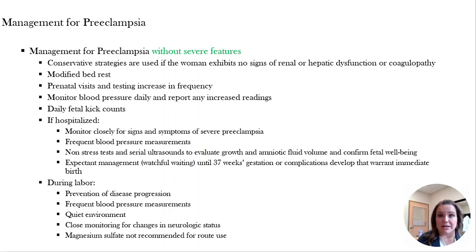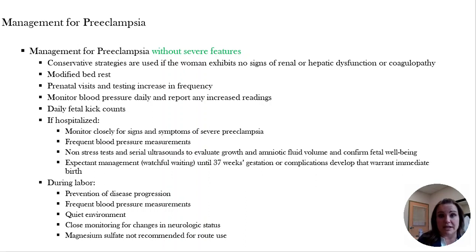So modified bed rest, we want to just keep everything kind of calm. We don't say complete bed rest, but we do say limit your activity. Prenatal visits and testing does increase in frequency because these patients, we need to keep a closer eye on them. This pregnancy is now high risk. It's no longer normal. So the patients will be instructed to monitor their blood pressures daily at home, obviously at the same time every day. And we want them to report any increased measurements.